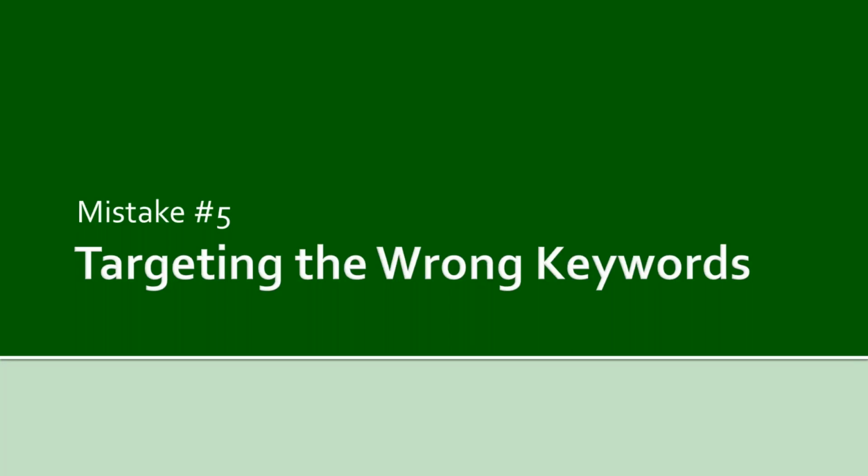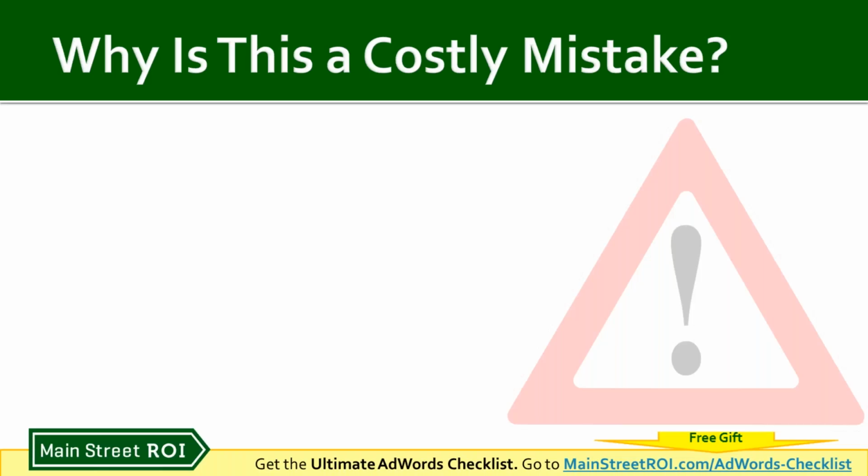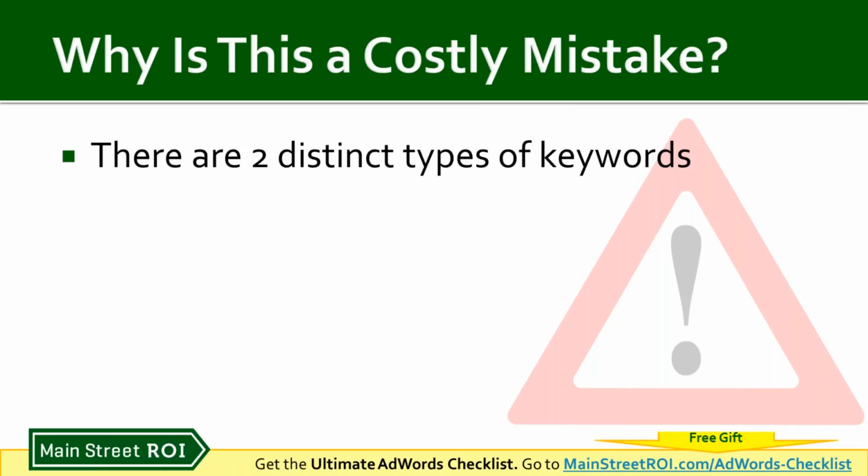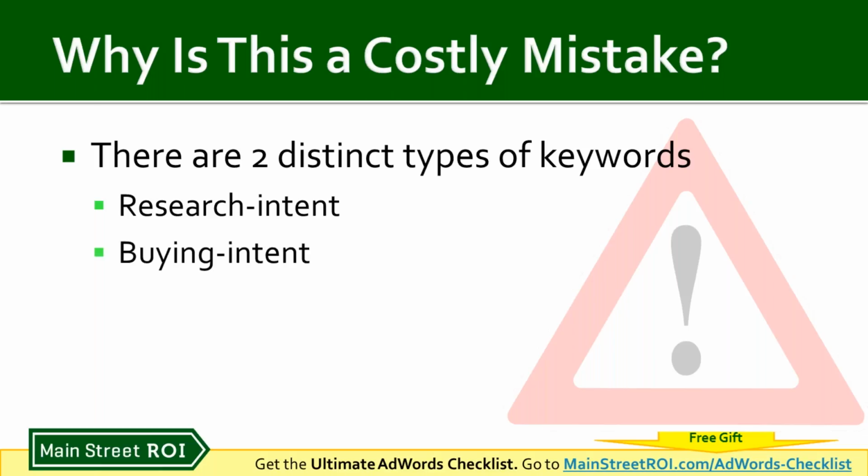Mistake number 5 is targeting the wrong keywords in the first place. And this brings up a key concept with Google AdWords advertising. There are really 2 distinct types of keywords. And I kind of hinted at this earlier. There's research intent type keywords where someone is doing research about a topic. And then there are buying intent keywords where someone has already done the research and now they're looking to make that purchase. They're looking to find the product or service that they're actually going to buy.